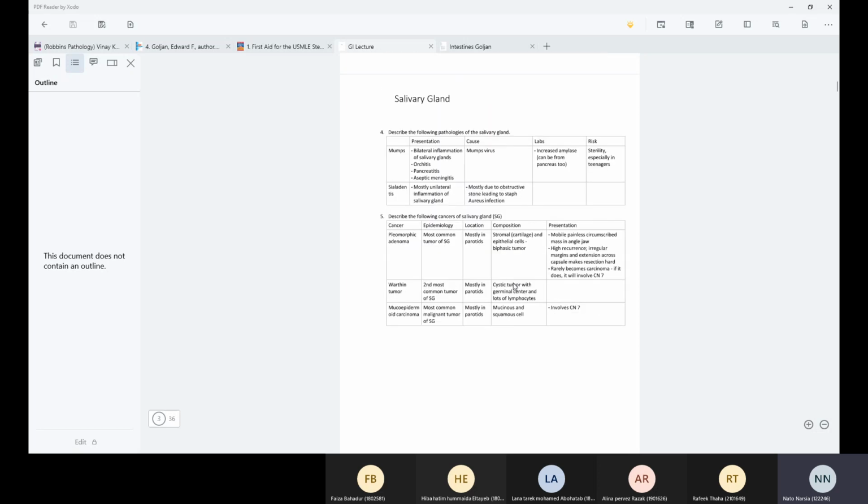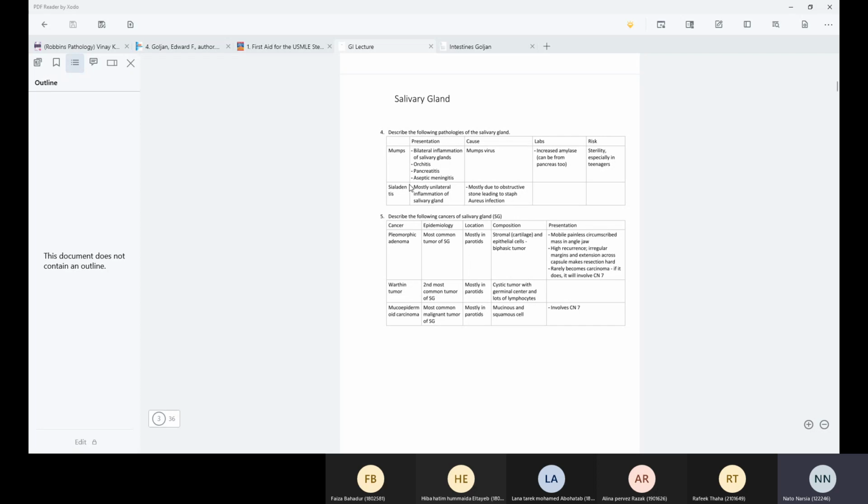Salivary gland is important, guys, particularly tumors, and please read in Golijan or in Robbins, wherever you want. You can read Robbins. We don't have many tumors in the salivary gland, but these two are the most common, and you need to make a differential diagnosis between them.